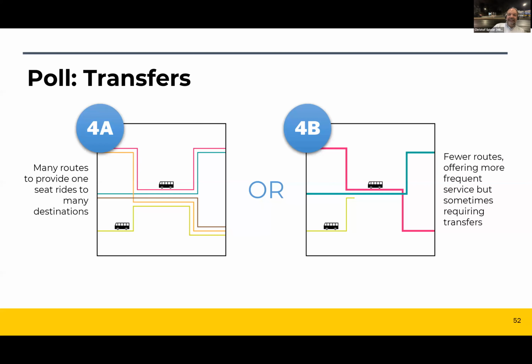So we had 61% voting for fewer, more frequent routes and 39% voting for less frequent routes that offer one-seat rides to many destinations. Again, I think this is the kind of thing where it depends on what your needs are as a rider. Your answer may be very different. Next slide.